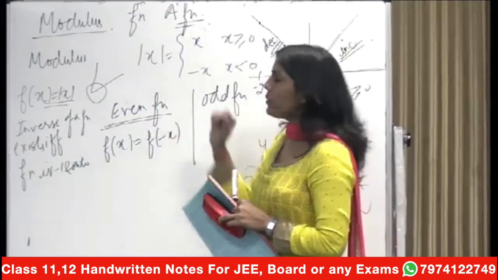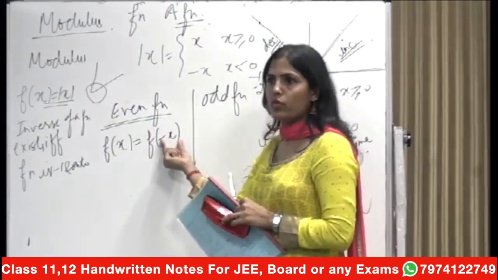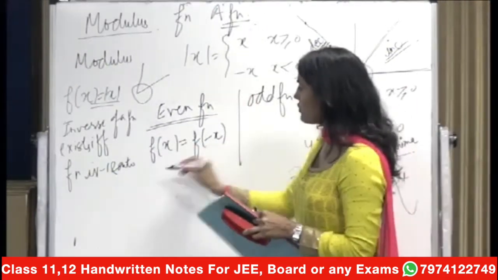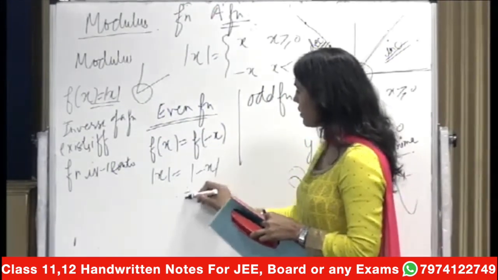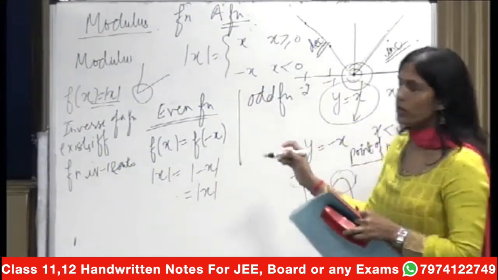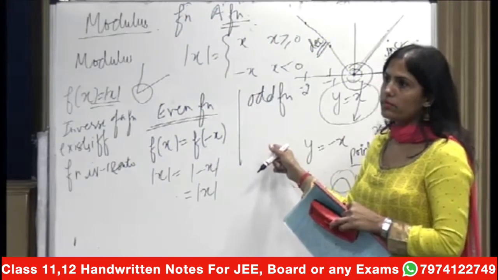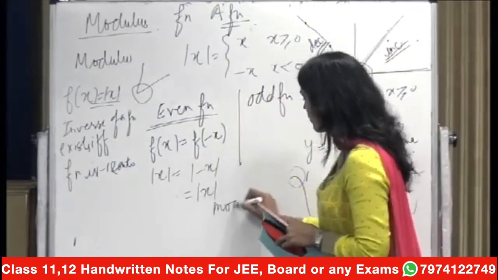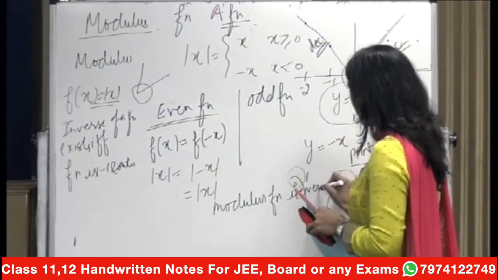So what about our mod function? If you put minus x, it will again give you the same positive value. The value for the mod function is mod x, and the value of mod of minus x will be the same as mod x, so this is an even function. So our modulus function is an even function. You can note it down. Is it fine, all these properties?